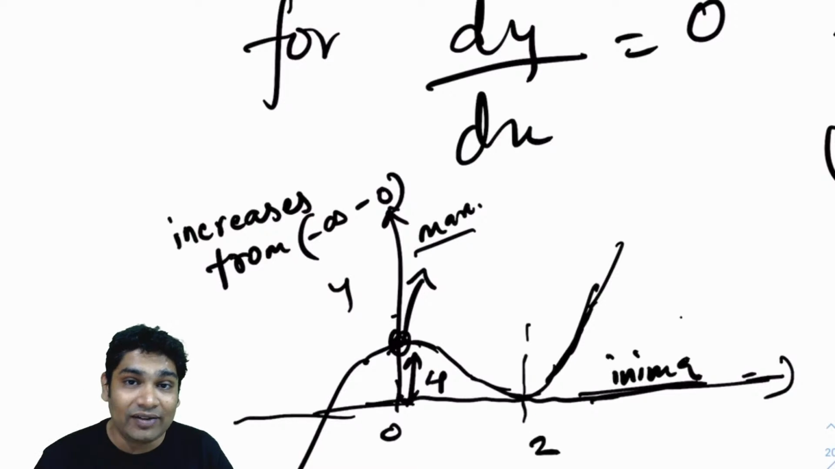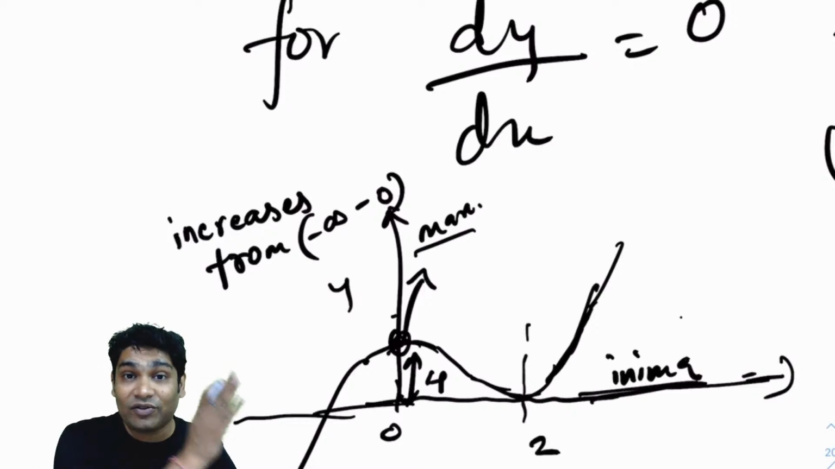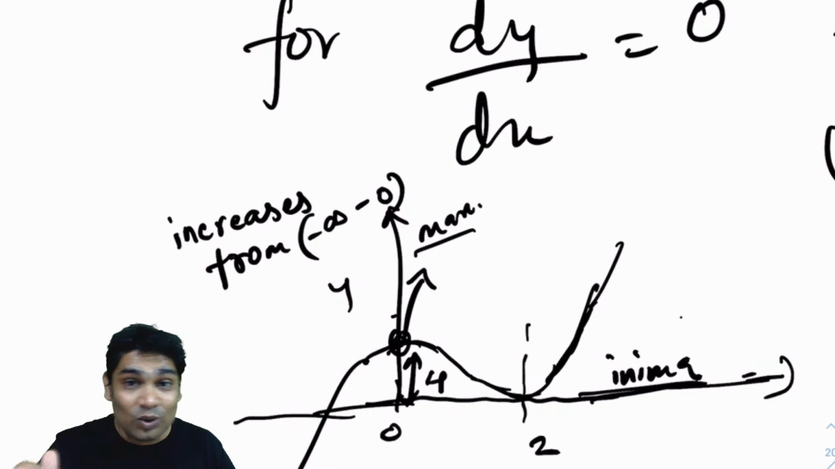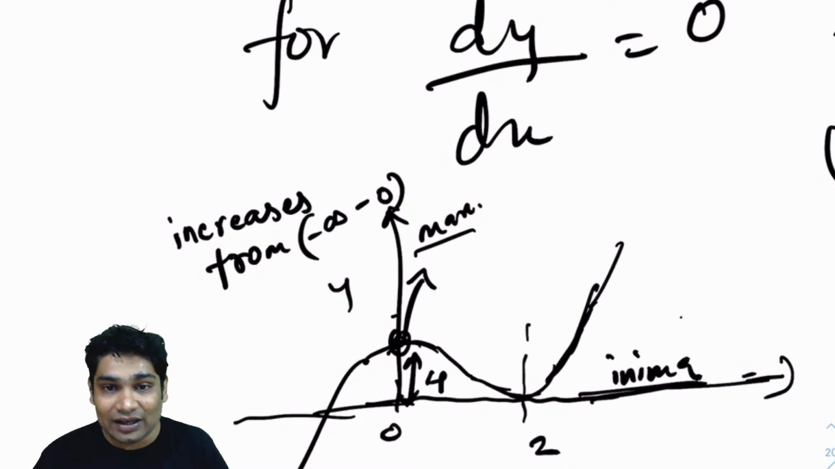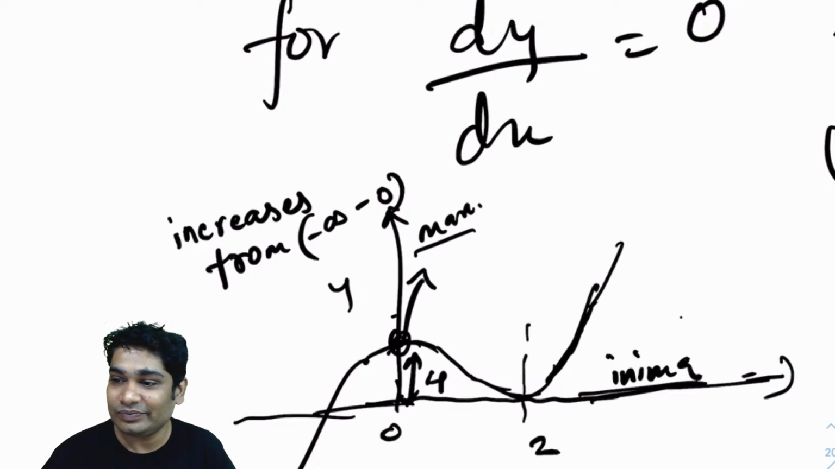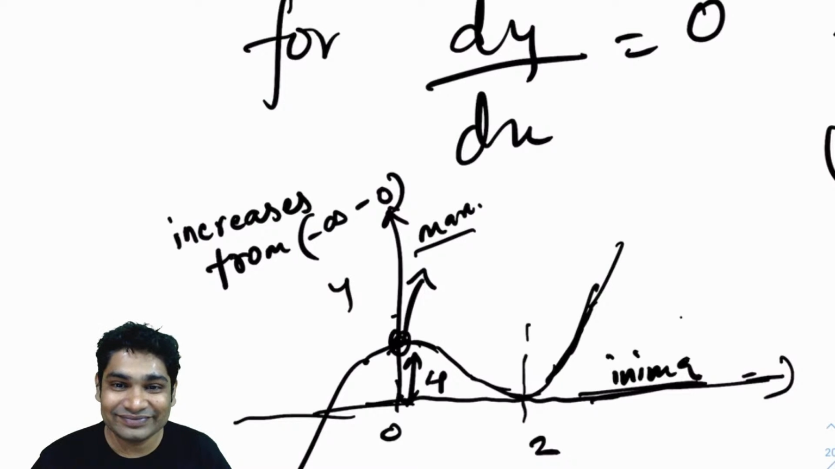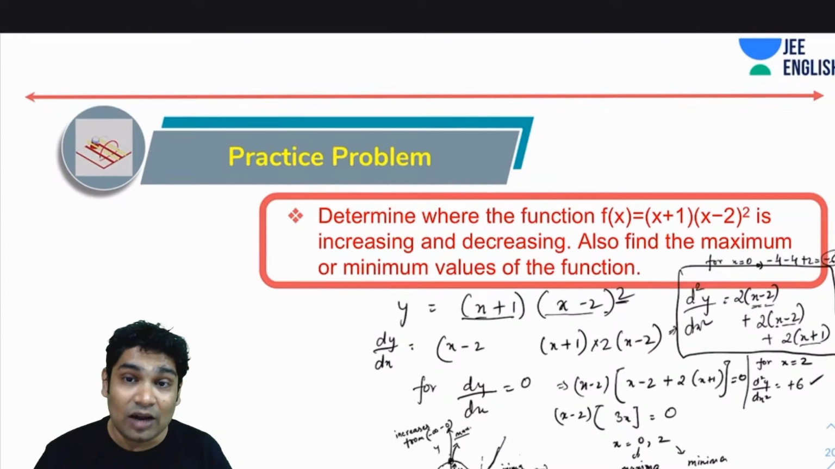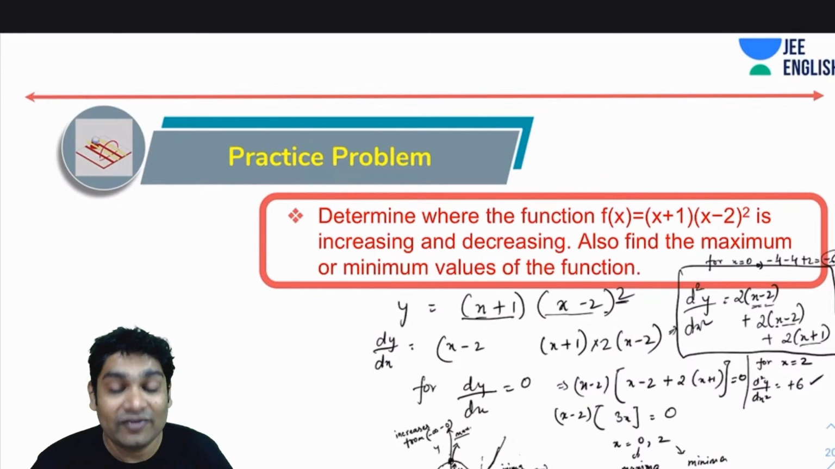Once you have a rough idea of the graph, you can tell me that it is increasing from minus infinity to 0, then it decreases from 0 to 2, and after 2 it starts increasing again. That's the idea. I hope you guys figured out how to do this. Let's move on then. So that is how you will decide in what regions a graph is increasing and in what regions a graph is decreasing. Find the turning points and get your idea about the graphs.